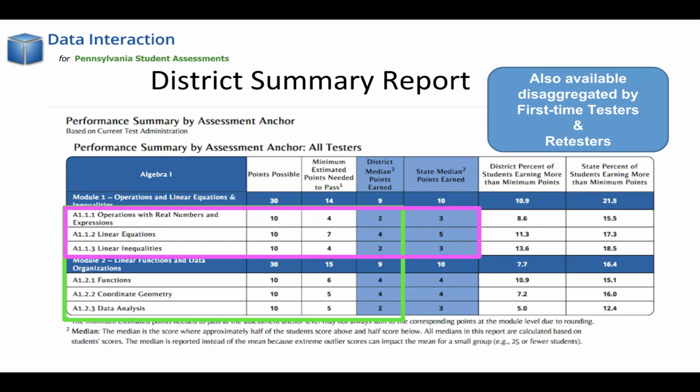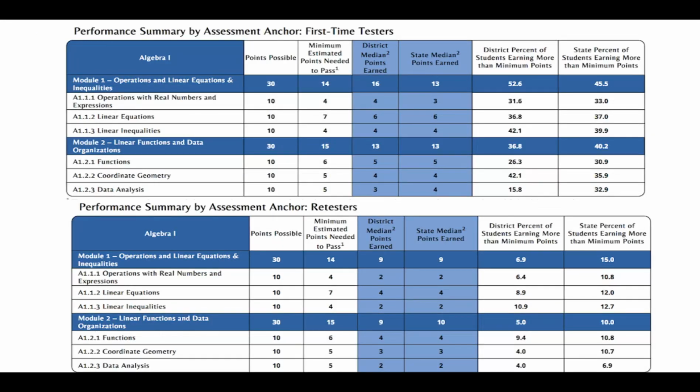Is this even important? Are the median points earned important? Well, somebody must think it is because it's actually included in this report. So what if I looked at this by disaggregating the data, by taking the first-time test takers out from the retesters and separating those 2 out.